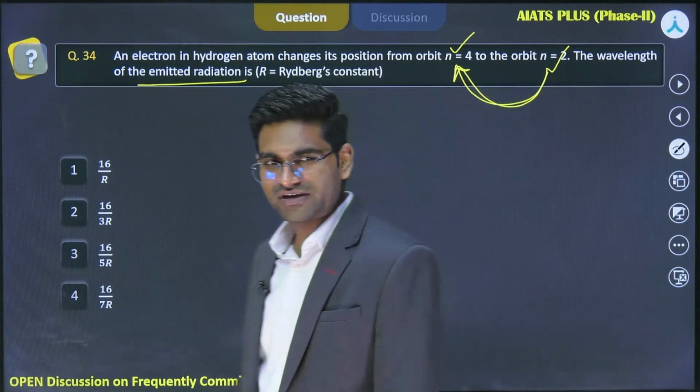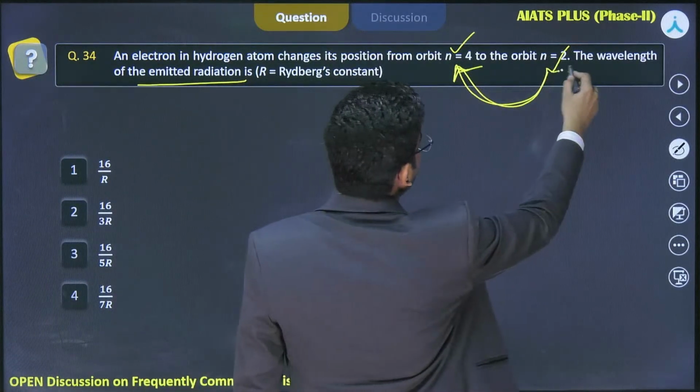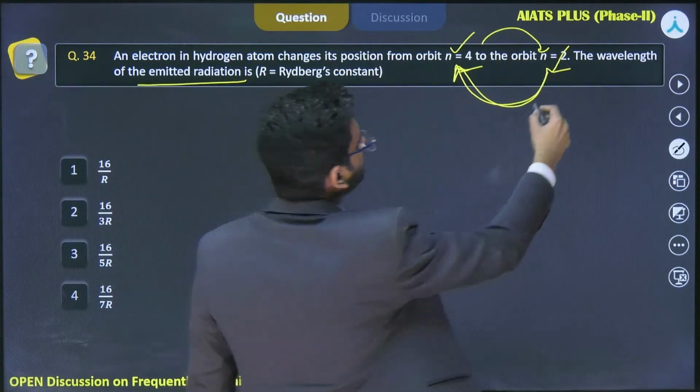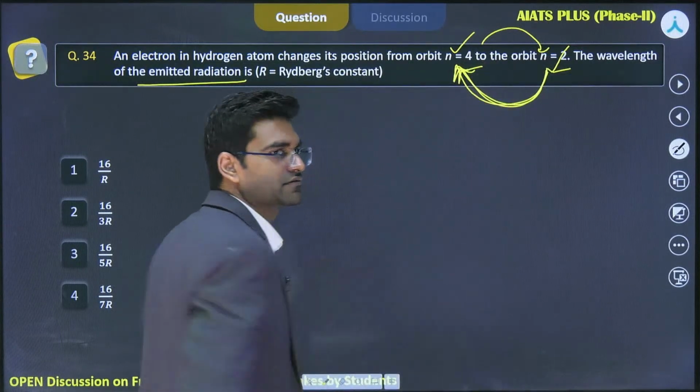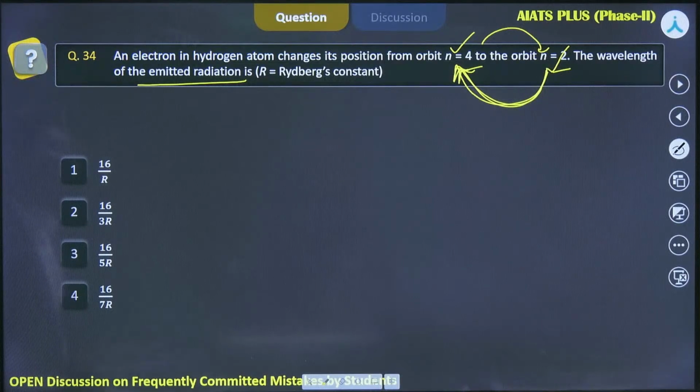So I am getting different kinds of answers. I hope that from 4 to 2 the energy will be released, and from n equal to 2 to n equal to 4 it will be absorbed. Okay, study has already given the answer. Let's see what would be the answer.